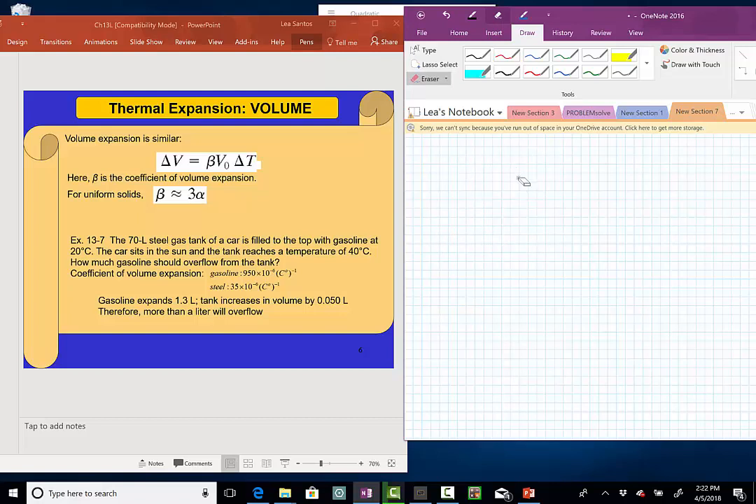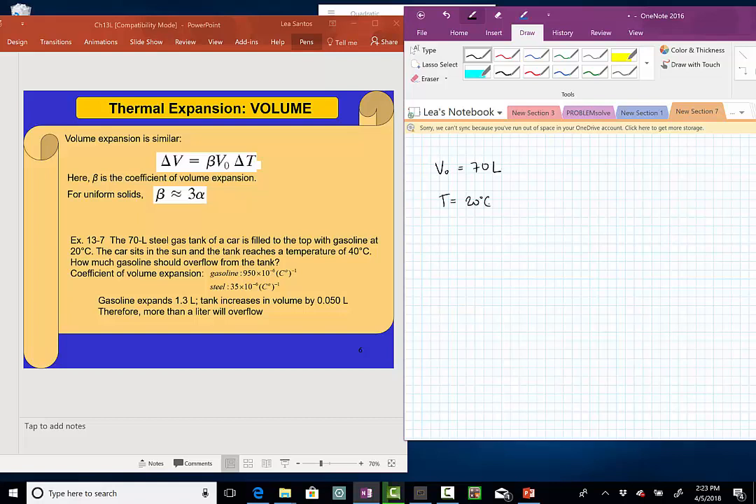And this is a real issue. It's something to think about. What we have is a steel gas tank. So it's a gas tank made of steel. The initial volume is 70 liters. So this is the gas tank of a car. And suppose it's filled to the top with gasoline at 20 Celsius.